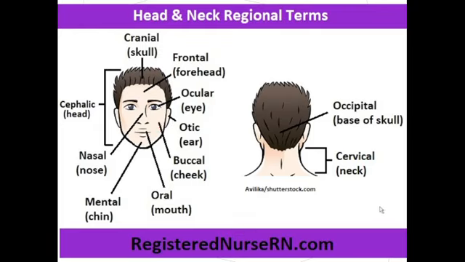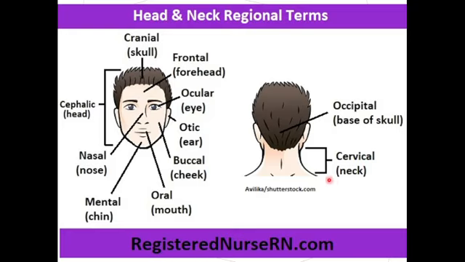Next is the mental, which means chin. Men have a bigger chin, so that's how you'll remember the mental region. Next is the occipital, that is the base of the skull. So in this area we have what we call the occipital bone. We're going to tackle that in the future. So anatomy is connected overall.